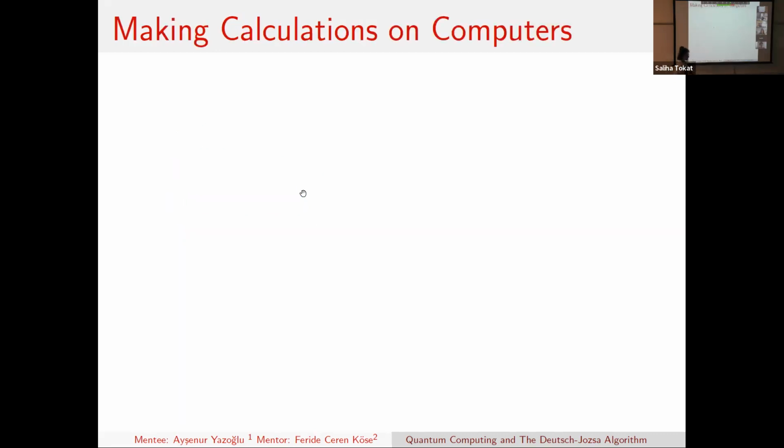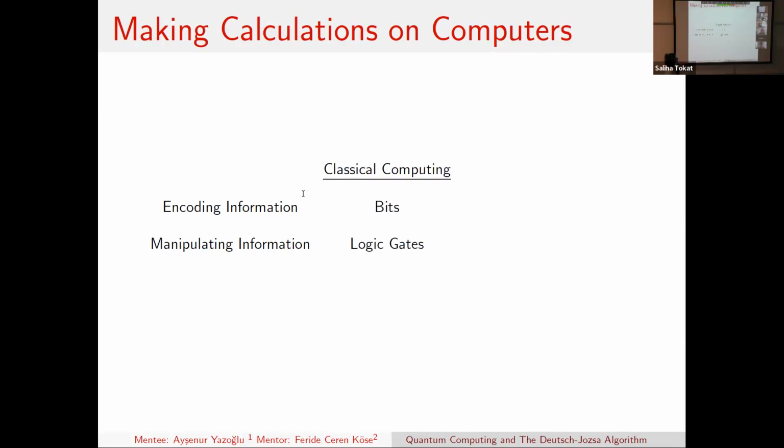To make calculations or computations on computers, you need two things. First, to encode the information, then to manipulate said information. In classical computers, we do this by using bits and logic gates. In quantum computers, we use quantum behaving objects to encode information, like photons or trapped ions. We call them all quantum bits, qubits for short. And to manipulate the information in qubits, we use quantum gates.